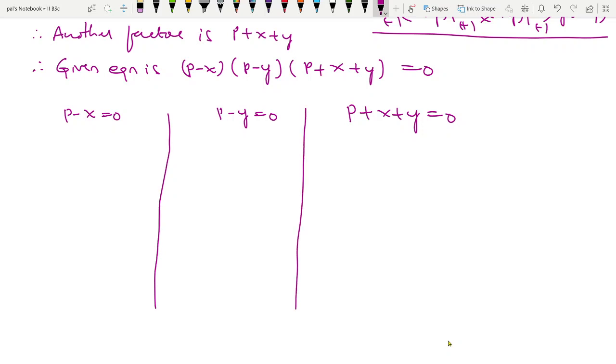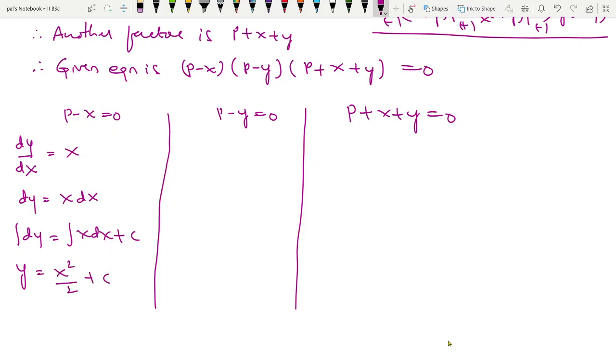The first time solving this, dy by dx, p means dy by dx is equal to, take this minus x to the right hand side, it is plus x. So now dy is equal to x dx. Integrating this, integration of dy is equal to integration of x dx plus c. It is y is equal to x square by 2 plus c, or it is y minus x square by 2 minus c is equal to 0.